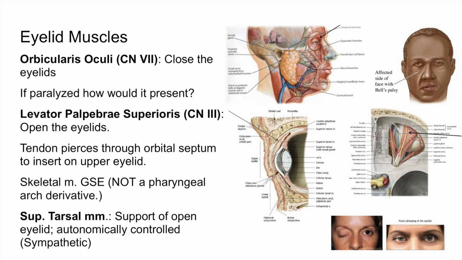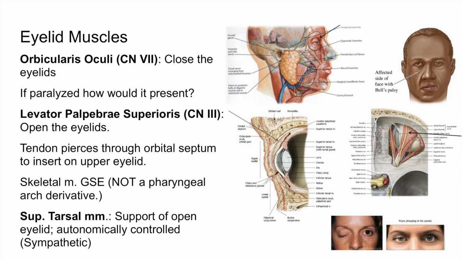In contrast, opening the eyelid is controlled by levator palpebrae superioris, or LPS, which is innervated by cranial nerve 3, the oculomotor nerve. This is skeletal muscle classified as GSE, which again stands for general somatic efferent, meaning that it innervates voluntary skeletal muscle that is not derived from those pharyngeal arches that we talked about in weeks 1 and 2 of Neuro. Anatomically, the tendon of this muscle passes through the orbital septum and inserts onto the upper eyelid, allowing it to elevate the lid.